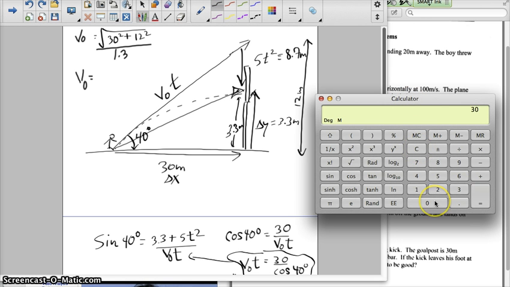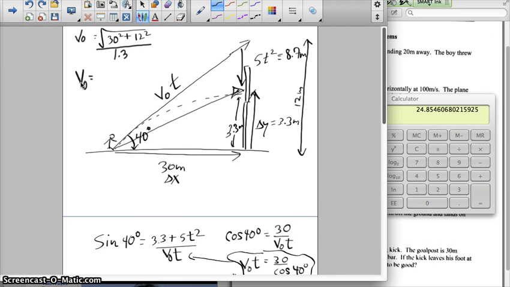So I got 30. Let me clear my memory. Okay, 30 memory plus, 12 memory plus. So square root of all that, divide by 1.3, and that's 24.8, 24.9. So my initial velocity has to be about 24.9 meters per second in order to just barely clear the goalpost.